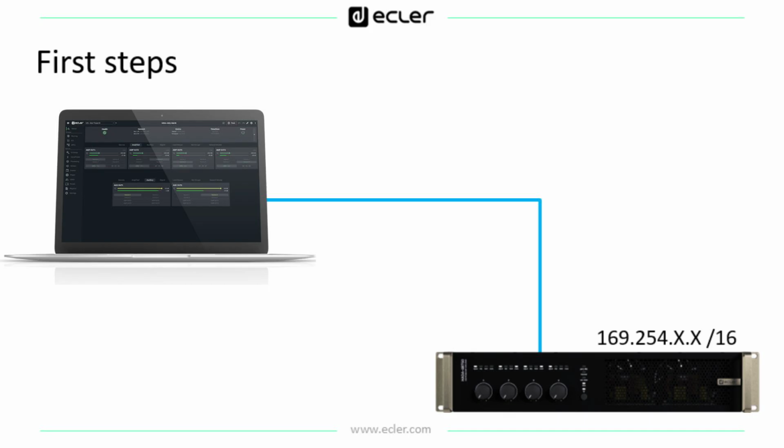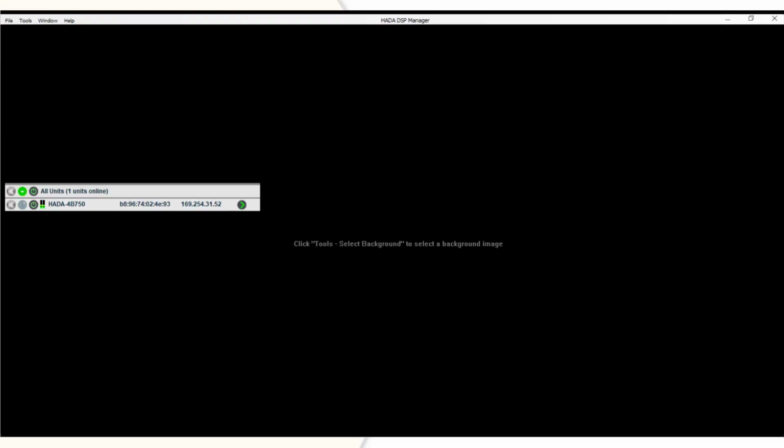The units are in DHCP mode, so if there is no DHCP server in the network, the device will auto-assign a link local address in the range between 169.254.0.0 and 169.254.255.255. Once they are connected, open the HADA DSP Manager software in your PC. It will automatically show the connected unit. If not, check your network cable and make sure that both device and PC are in the same IP range.